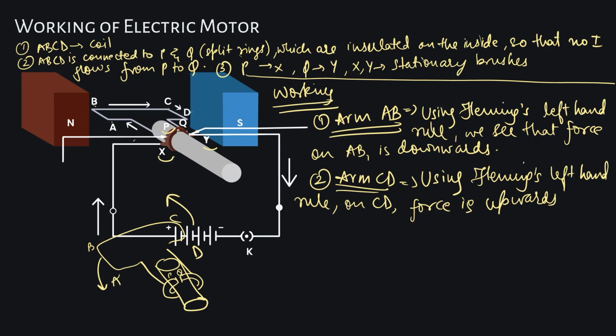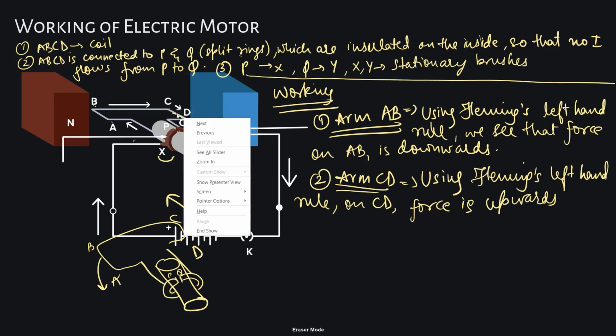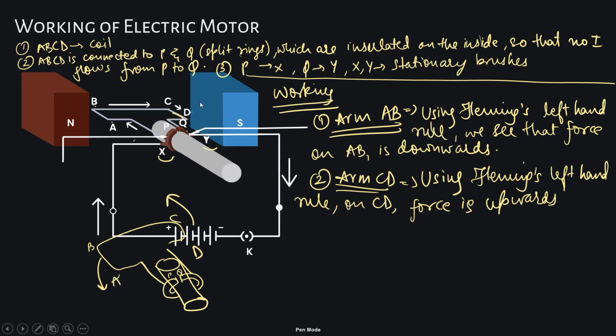So, can P and Q move? Yes, P and Q are movable brushes. So, what happens? After this rotation, because AB experiences a downward force and CD experiences an upward force, the coil moves like this, and because the coil ends are connected to P and Q, AB is connected to P, CD is connected to Q, so it rotates and Q comes in the place of P and P goes in the place of Q. This becomes Q and this becomes P.